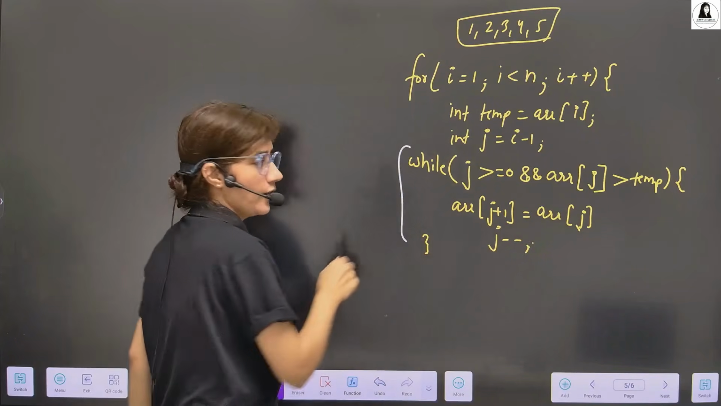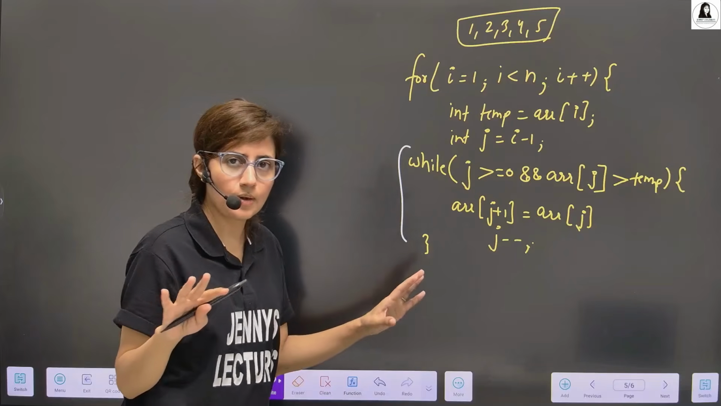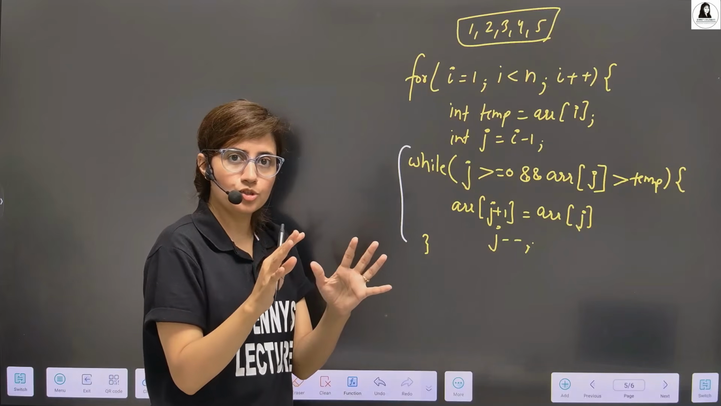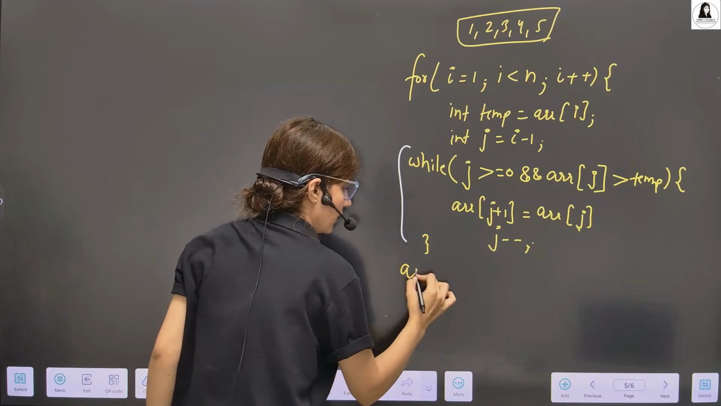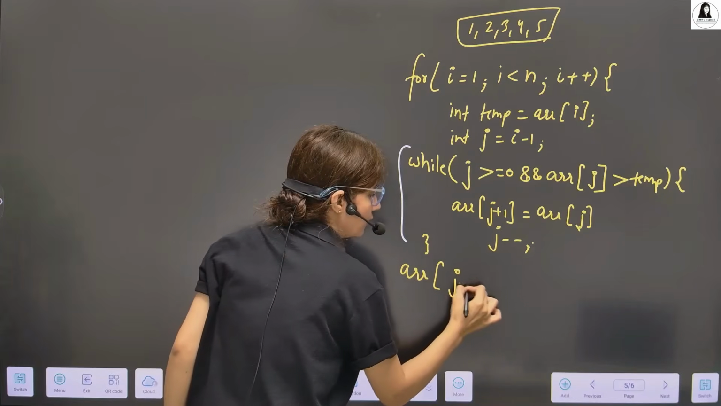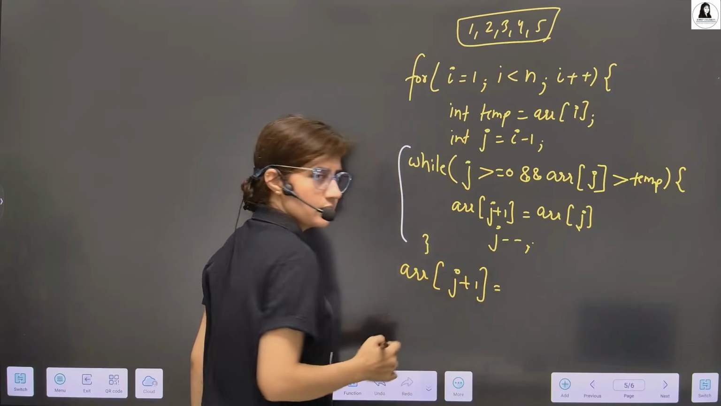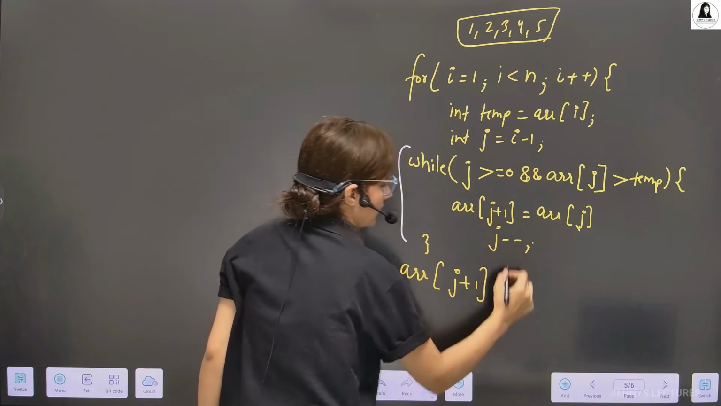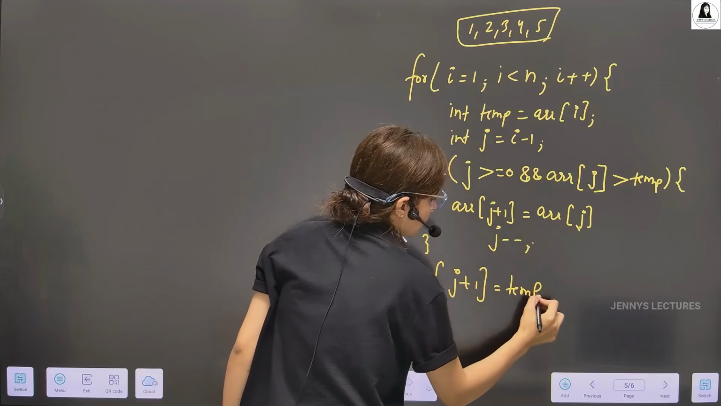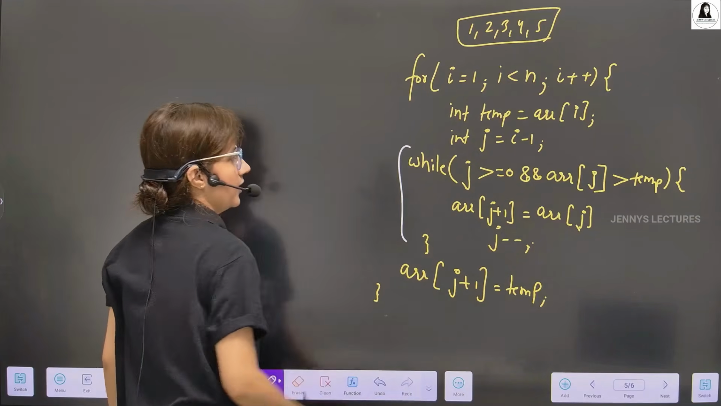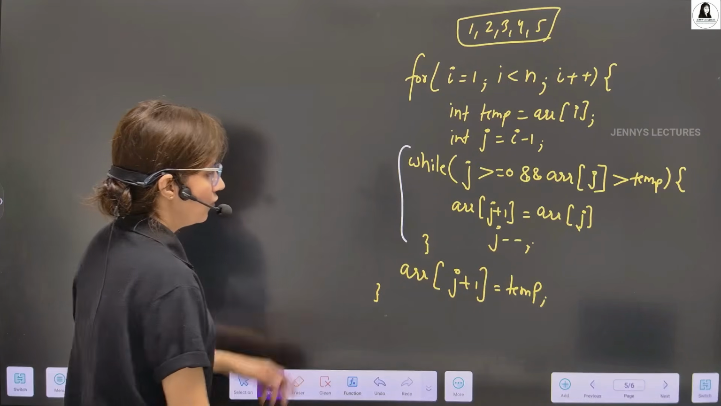After completion of this while loop, the inner loop, after completion of comparison, we got the right position. And where is the right position? I've told you: whatever is at the j plus 1 place, there just insert the temp. That's it. This is the code for insertion sort.